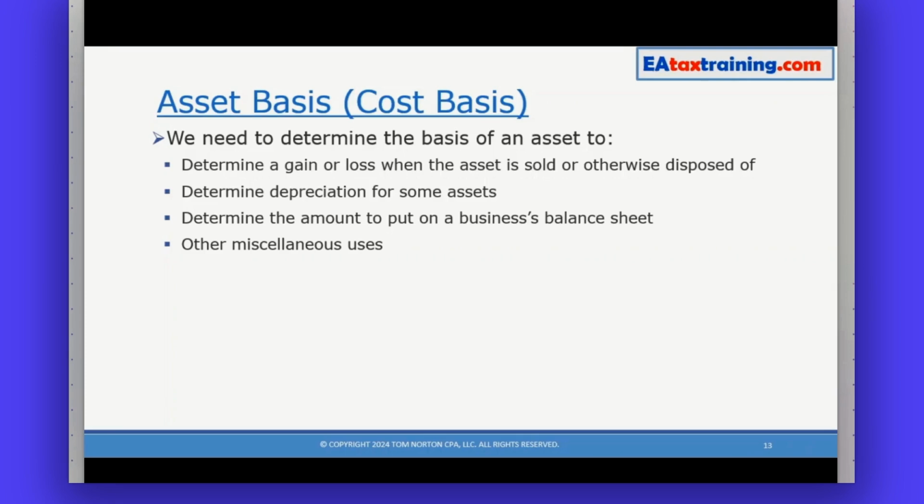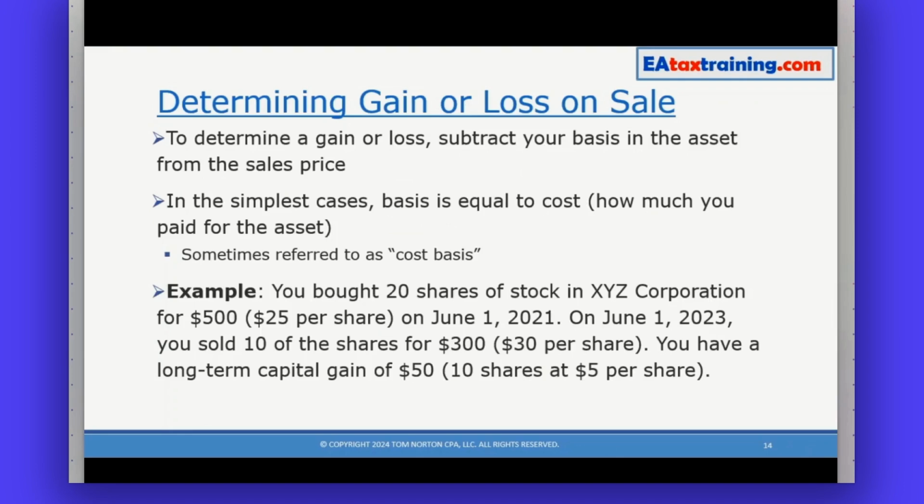So when we say basis or cost basis, what do we mean? Think of it as the amount of money that has been invested in that asset. So if you buy a treadmill to use at your house and you pay $1,000 for that treadmill, your basis in the treadmill is $1,000 because that's how much you paid for it. So that's the simple example, is that the asset's basis is its cost, but it can get more complicated than that. So let's talk about determining the gain or loss on the sale of an asset.